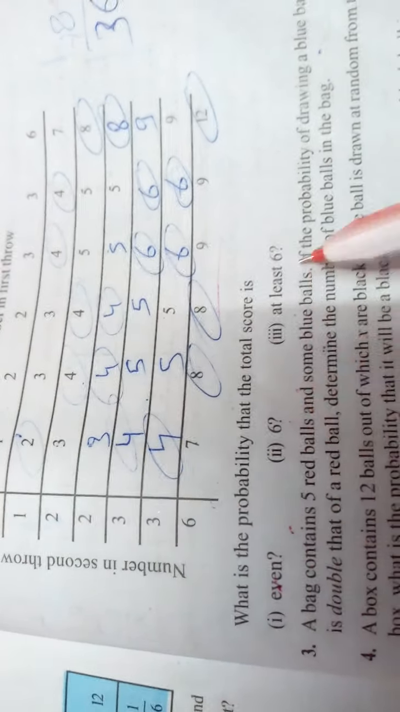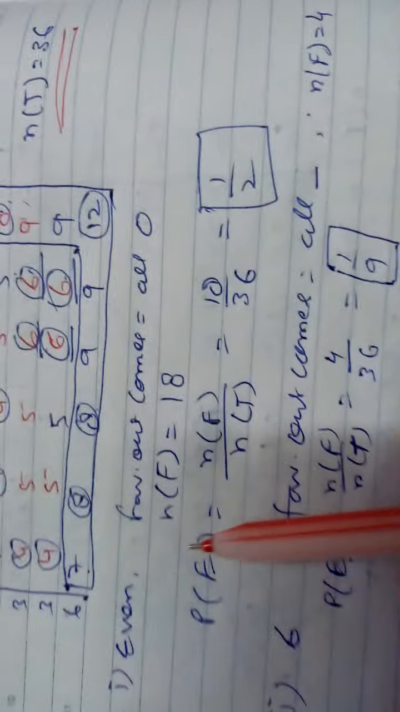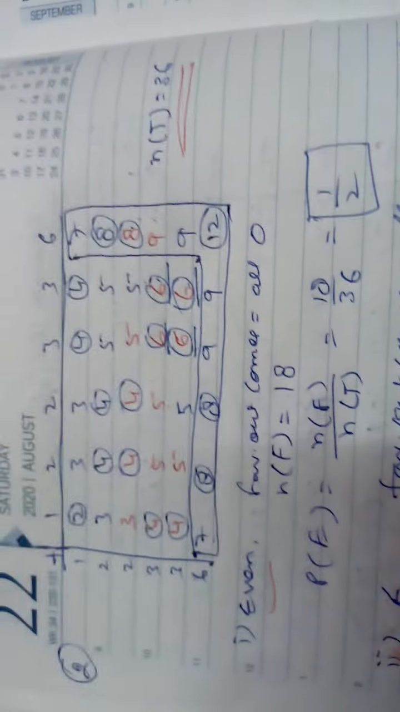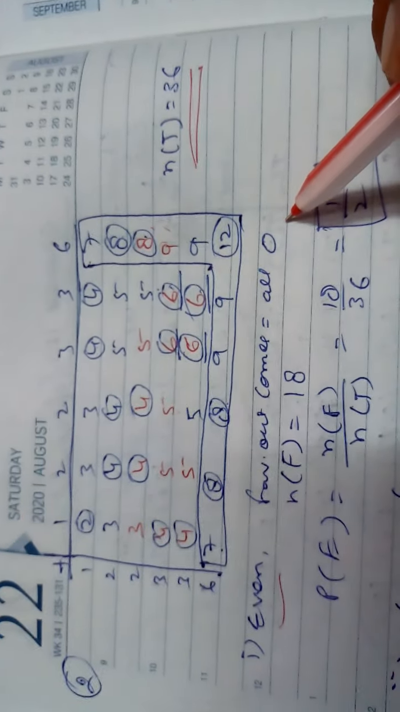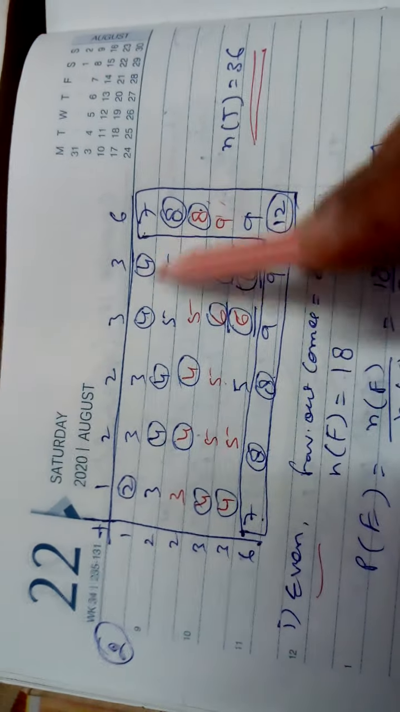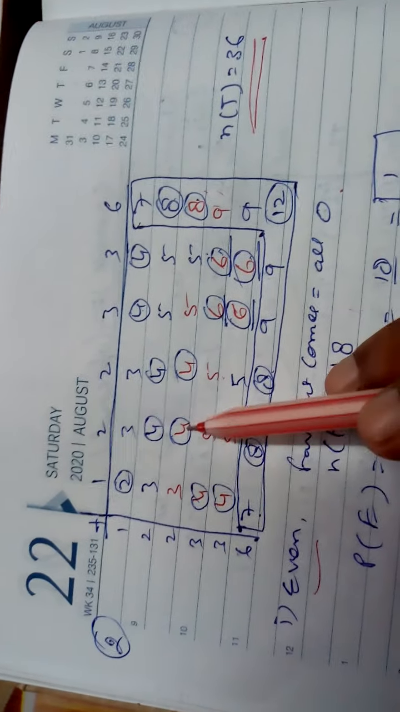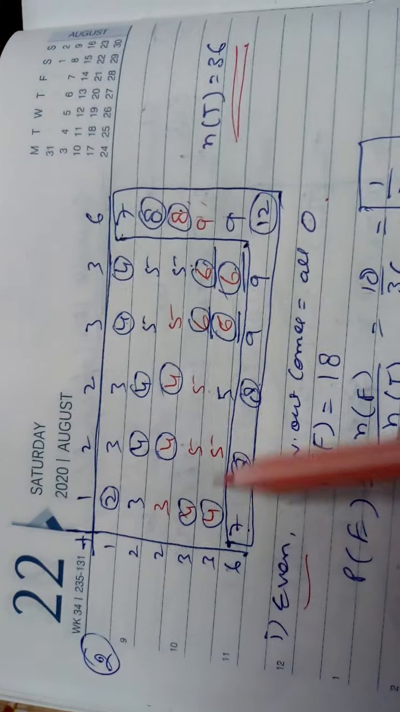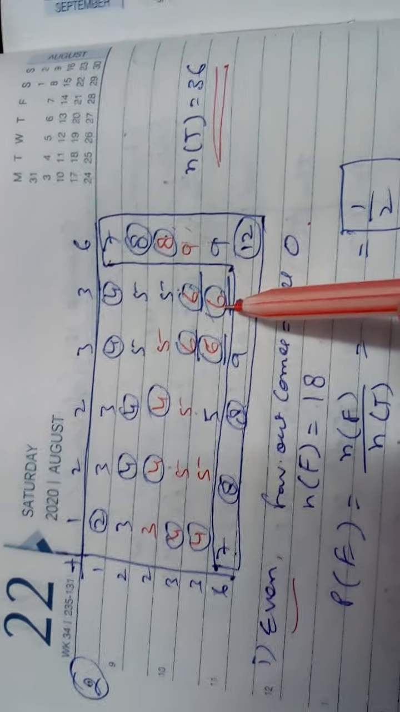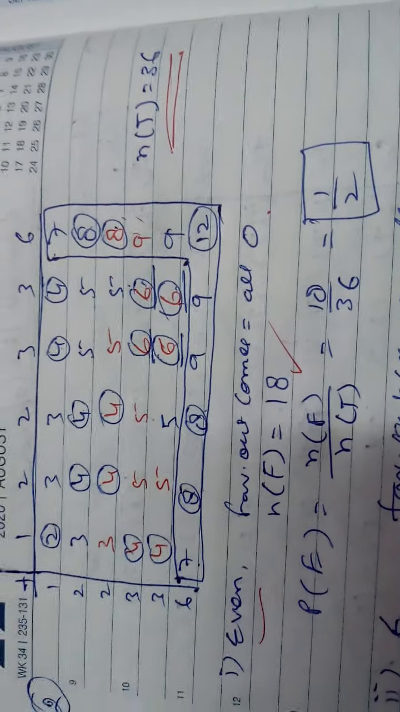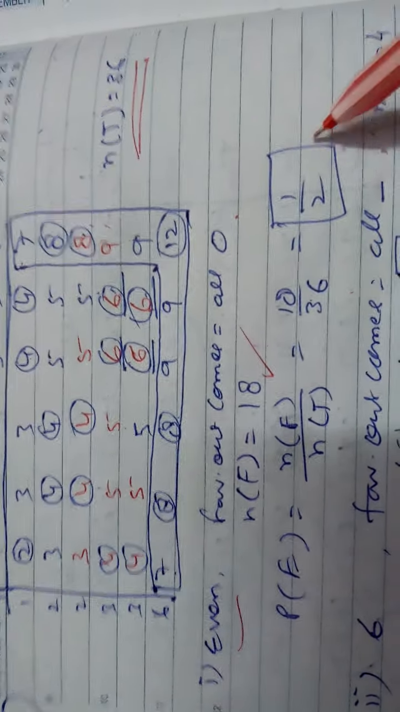The first part of the question is given here, 3 parts: 1, 2, 3. What is the probability for an even number? So all the circles are even. Count it: 1, 2, 3, up to 18. How many are there? 18 circles, so 18 upon 36, which is 1 by 2.